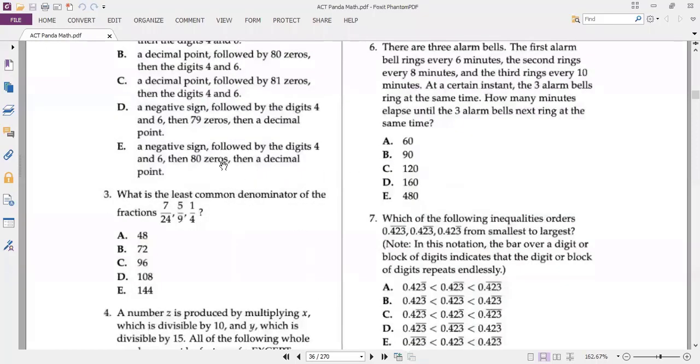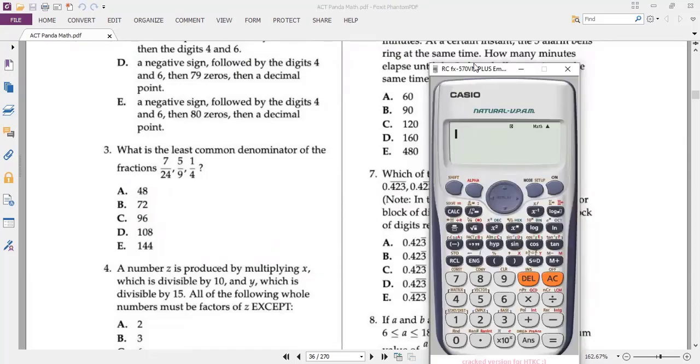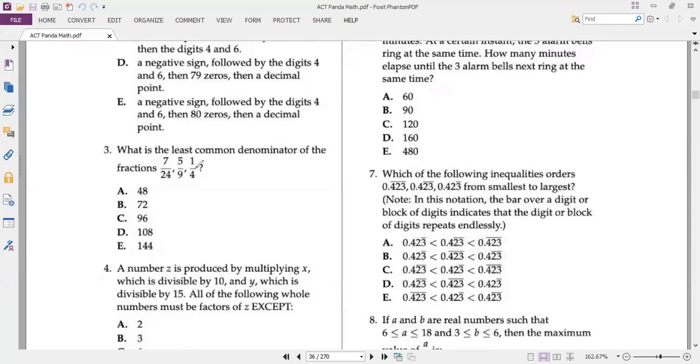We have number 3. What is the least common denominator? If you have this kind of calculator, it's very, very easy, because you already have a function here. Any Casio calculator with the VN extension can do greatest common divisor or denominator. Also, you can get the lowest common multiple. Here he wants the least common denominator, meaning the least common multiple of the denominators. With the calculator, it takes one step, less than 1 minute.